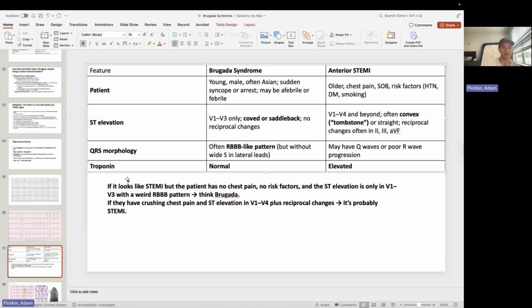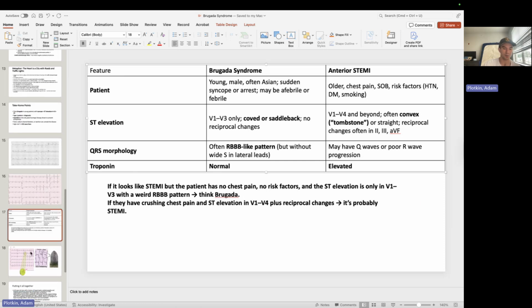So my key takeaway: if it looks like STEMI, but the patient has no chest pain, no risk factors, and the ST elevation is only V1 through V3 with a weird right bundle branch block-like pattern, think Brugada. If they have crushing chest pain, ST segment elevation in V1 through V4, plus reciprocal changes, it's probably a STEMI, all right? So that's kind of what I was talking about.